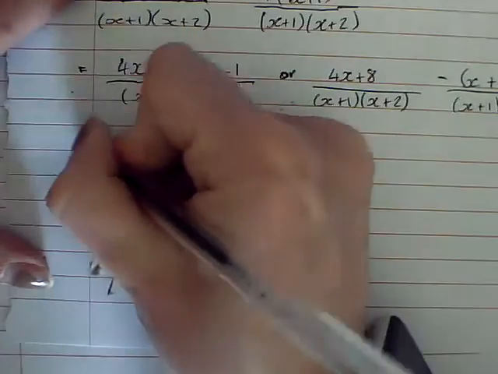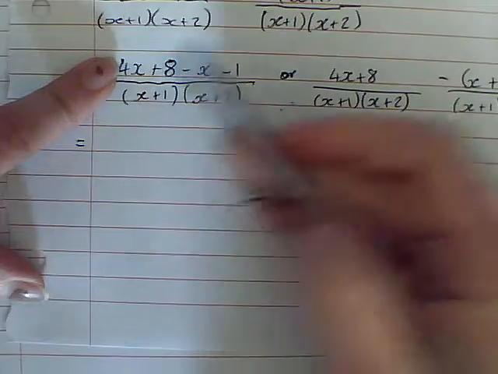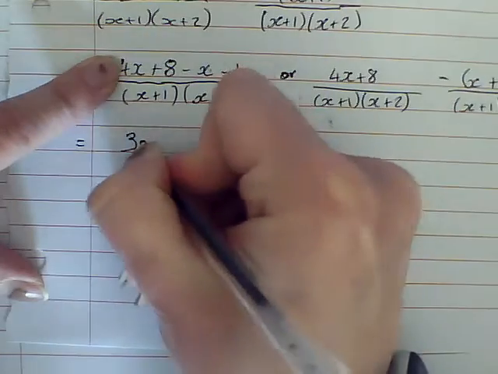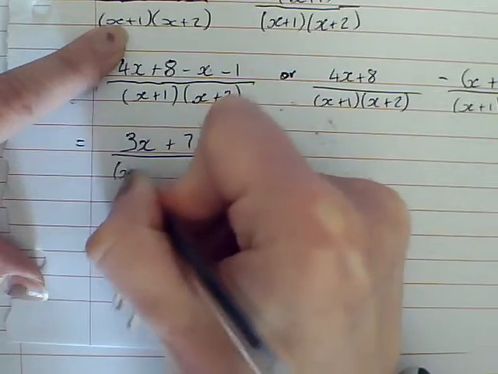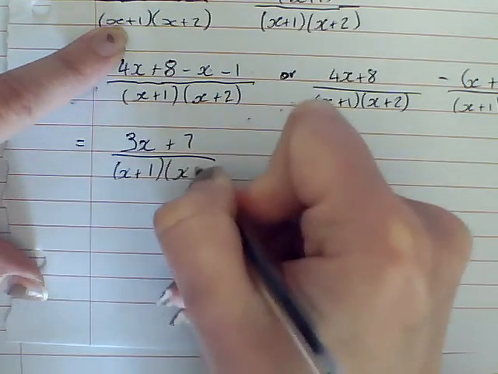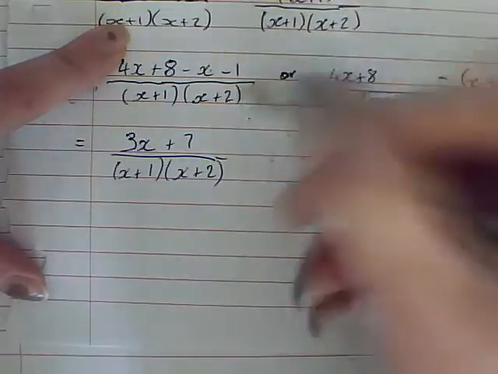Okay, last step, I've got 4x subtract x, so that's 3x, and I've got 8 subtract 1, so that is 7, and my denominator stays the same. Okay, I've not expanded it.